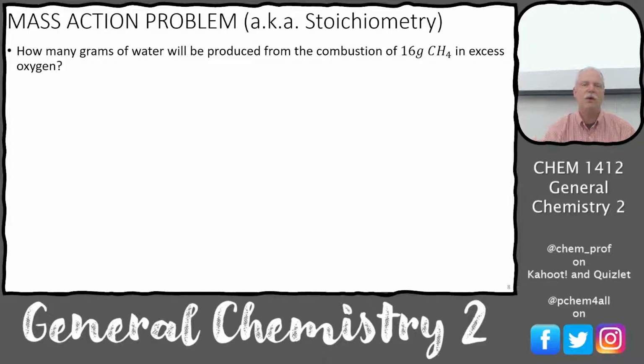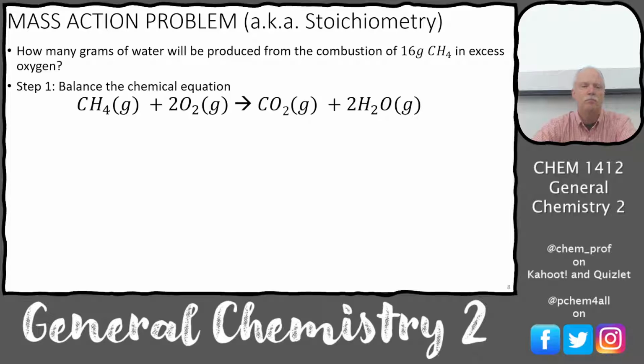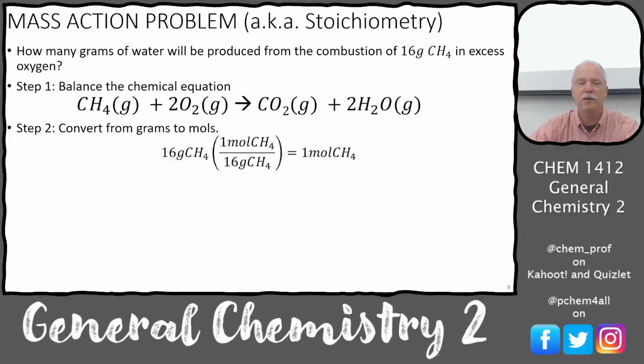So how many grams of water will be produced from the combustion of 16 grams of methane and excess oxygen? We actually saw the numbers before, but let's do this problem 3 different ways. So for step 1, balance the chemical equation. It's always step 1. You got to know what's going on with the molecules. Step 2, convert from grams to moles. And so we've got 16 grams of methane. We're going to convert that to moles by dividing by the molar mass.